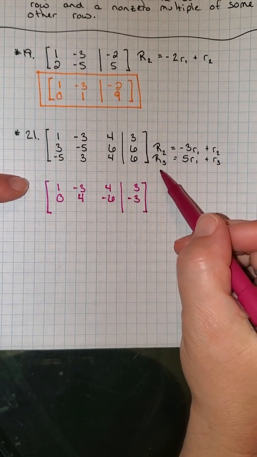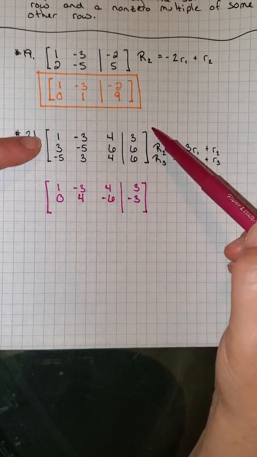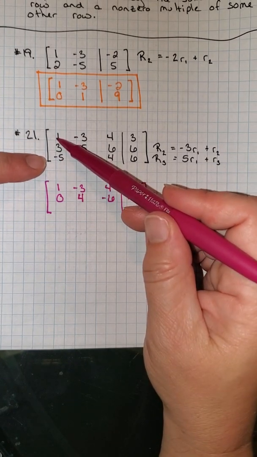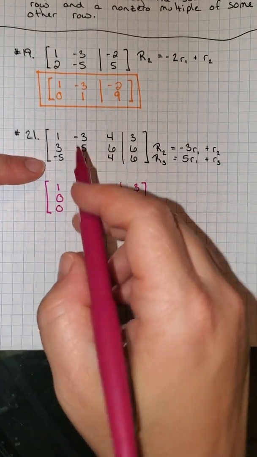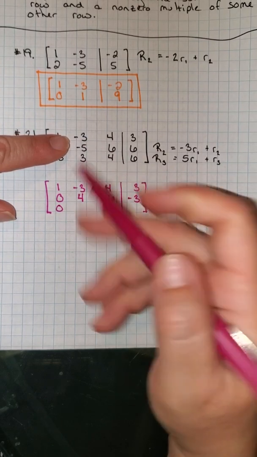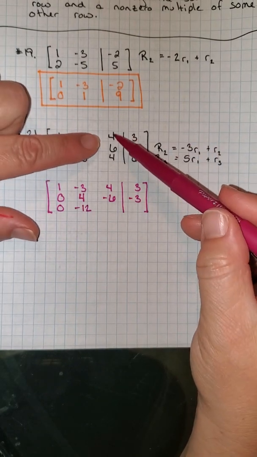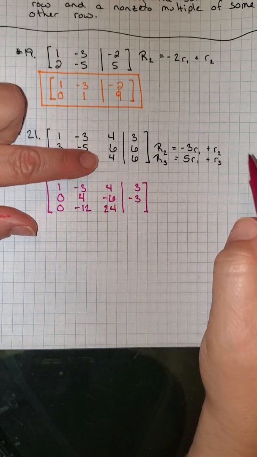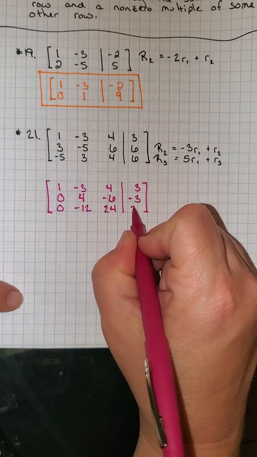Alright, now we have different things to do for row 3. Row 3 is 5 times row 1 and add it to row 3. Nothing to do with row 2. So 5 times 1, that's 5, plus -5 would be 0. 5 times -3 is -15, plus 3 would be -12. 5 times 4 is 20, plus 4 is 24. 5 times 3 is 15, plus 6 would be 21.